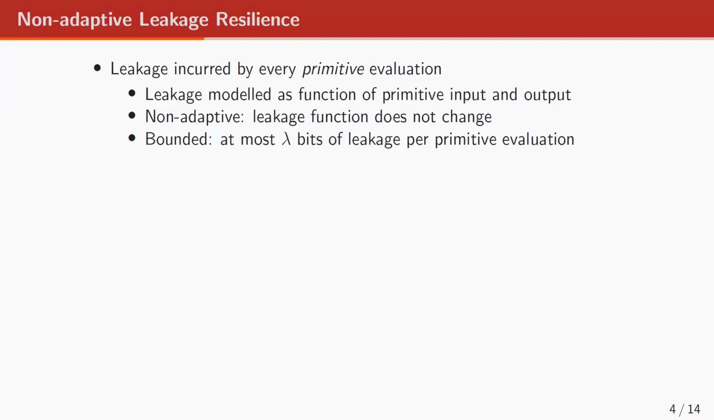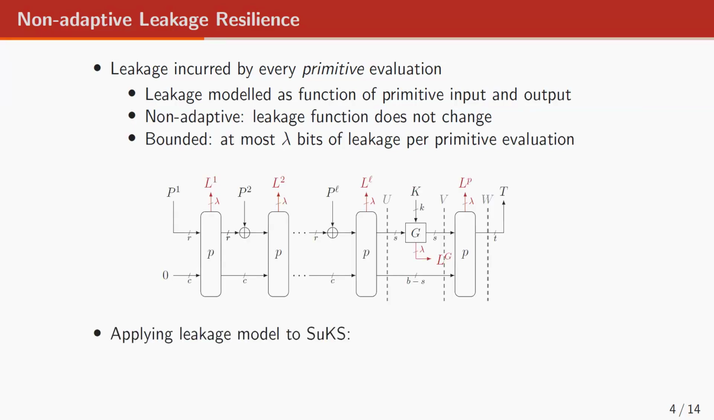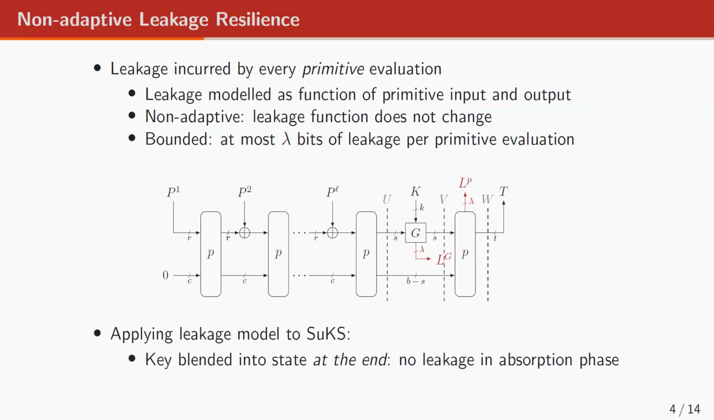Now if we apply this leakage model to the SUX, you get the picture you see on the slide. Each primitive, so the permutation P and the function G, leaks lambda bits. But in the case of the SUX, because the key is only blended into the state after the absorption phase, the state in the absorption phase is public, so we can ignore the leakage from that. As for the function G, we assume that it's strongly protected, which means that it does not leak, so we can also ignore the leakage from G. We end up having only leakage from the final permutation.